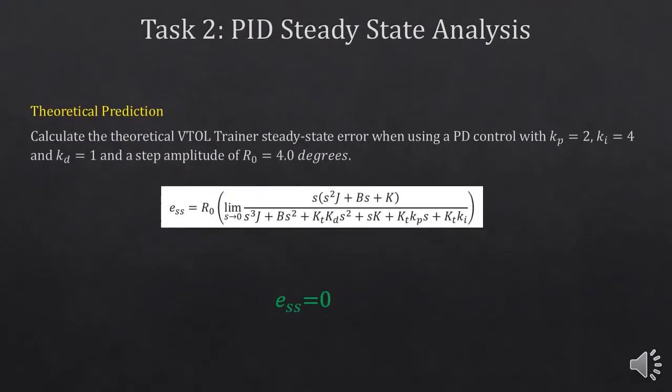Next we are going to do the PID steady state analysis. Again the first step is to do the theoretical calculation. We will use Kp equal to 2, Ki equal to 4 and Kd equal to 1. So using this equation the steady state error will be equal to 0, as we are using the final value theorem.